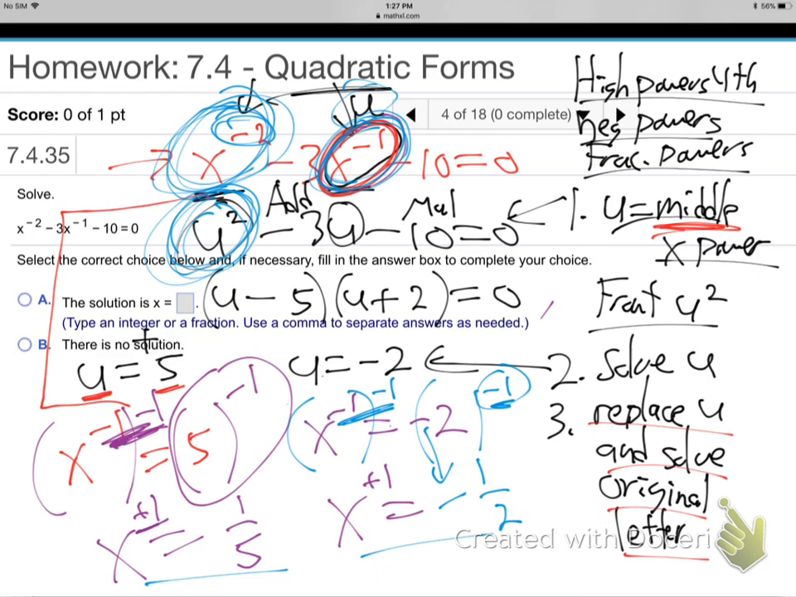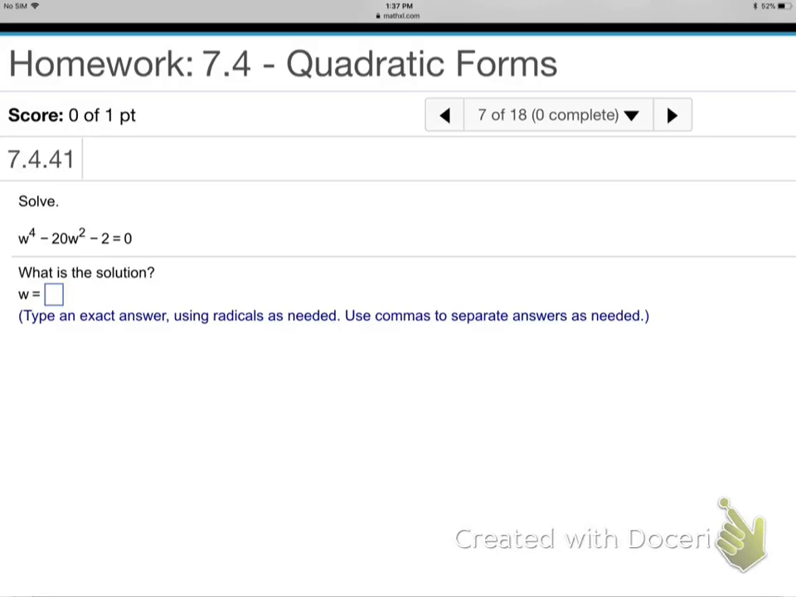All right, let's try one of those. Let's try that one. So what do you let u be? Whatever is in the middle, huh? See how the one in the front is twice as big a power as the one in the middle? That'll always happen. So u equals the middle, and the one in the front is twice as much, so it's u squared.